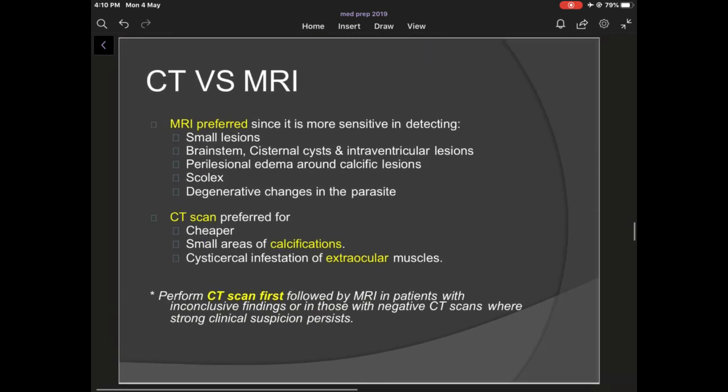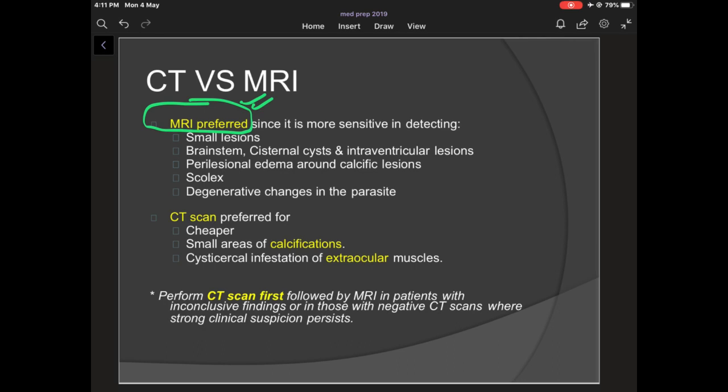Now let's talk about the differences, or which is preferred when: CT versus MRI. MRI is preferred in situations when there are small lesions, when there are cisternal cysts in the brainstem or intraventricular lesions. MRI is preferred when we have to see the scolex inside the cavity in the brain parenchyma. Again, MRI is preferred when we have perilesional edema around the calcific lesion and degenerative changes in the parasite. For all of these, MRI is the preferred modality.